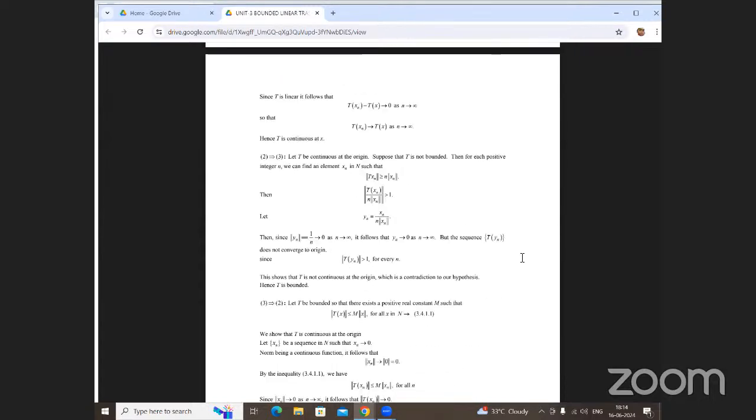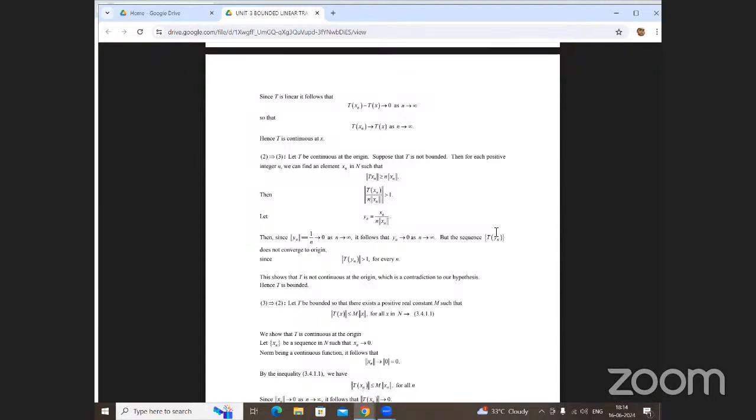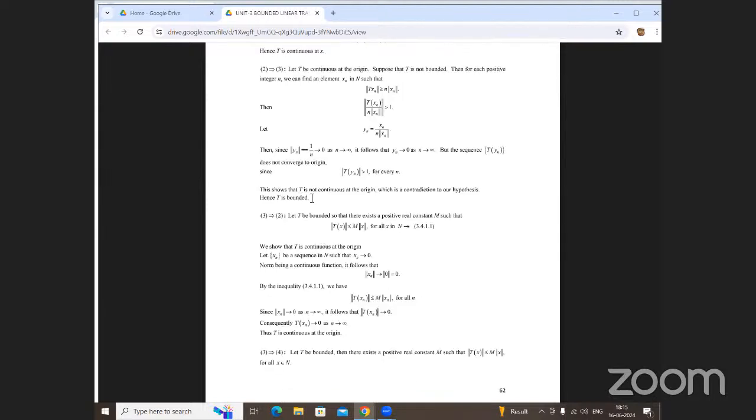Finally, norm T of yn. That is the sequence. Now the sequence T of yn does not converge at the origin to 0, because norm T of yn is greater than or equal to 1 for every n value. Okay, so T is not continuous at the origin.